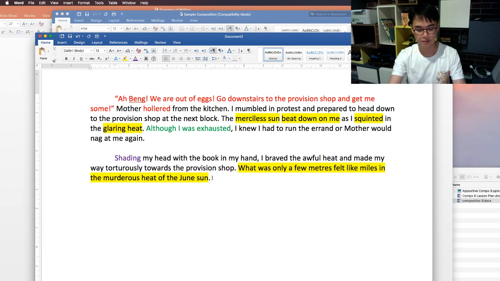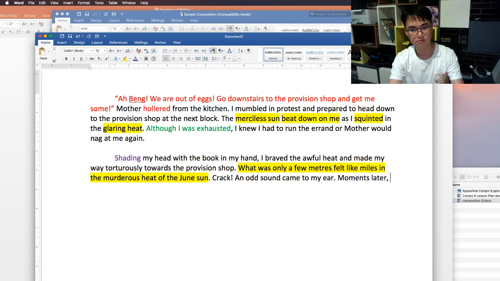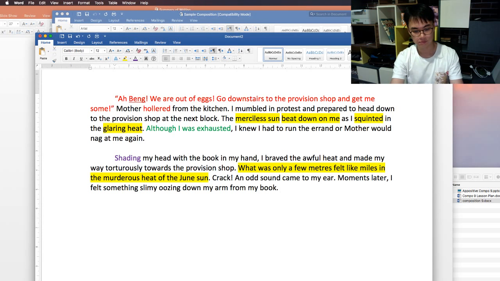Crack. An odd sound came to my ear. Moments later, I felt something slimy oozing down my arm from my book. Weird, yeah, possible.